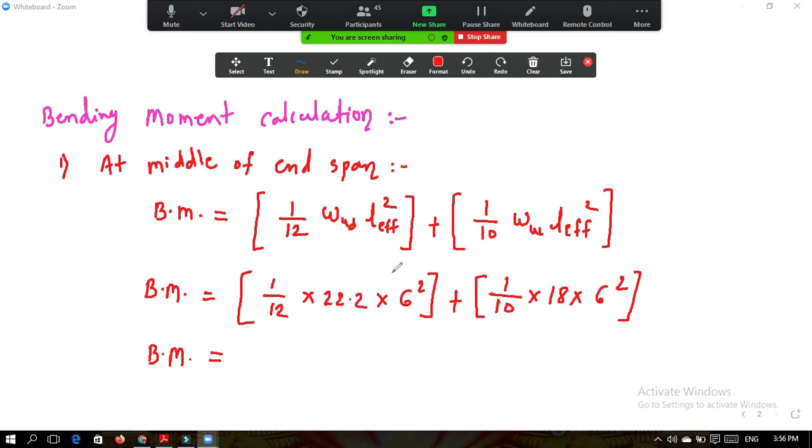Fast calculation करा and answer सांगा किती येते. Drop the message in the chat box or you can tell me on the mic also. 1.4. Okay, so this answer is 131.4 kilonewton meter. So now calculate the bending moment at support next to end support by using the coefficients. Now do it. So if it is over, I will take the next board.